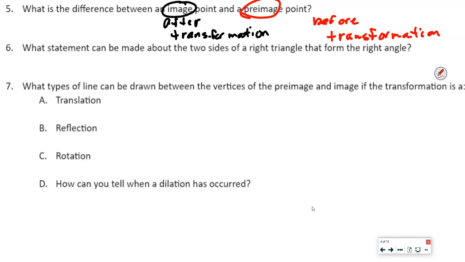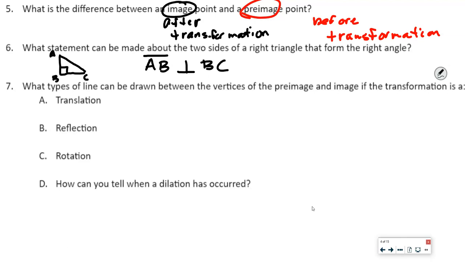It says, what statement can be made about two sides of a right triangle that form a right angle? So let's draw this. We've got a right triangle, and it's got a right angle there. This would be A, this would be B, this would be C. So what could we say about the two sides? Couldn't we say AB is perpendicular to BC? Right? Because they form that right angle. And wherever there's a right angle, sides are perpendicular.